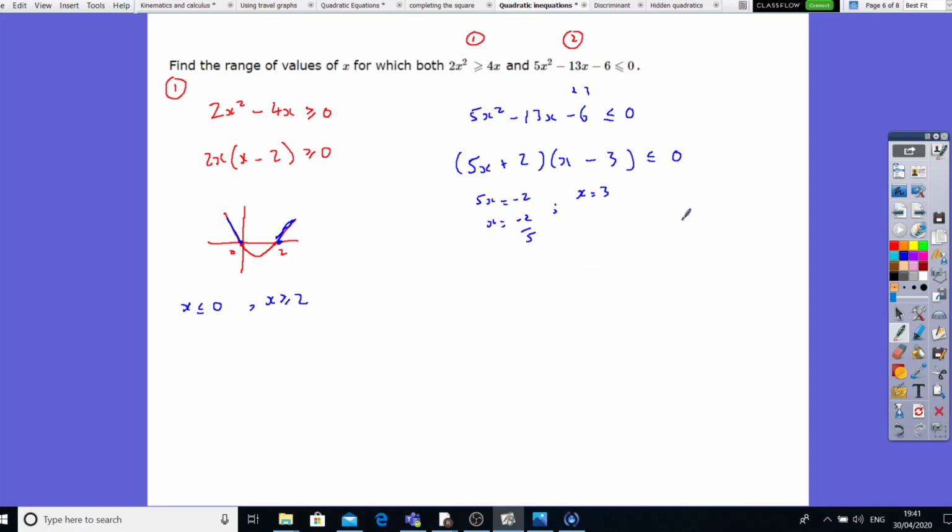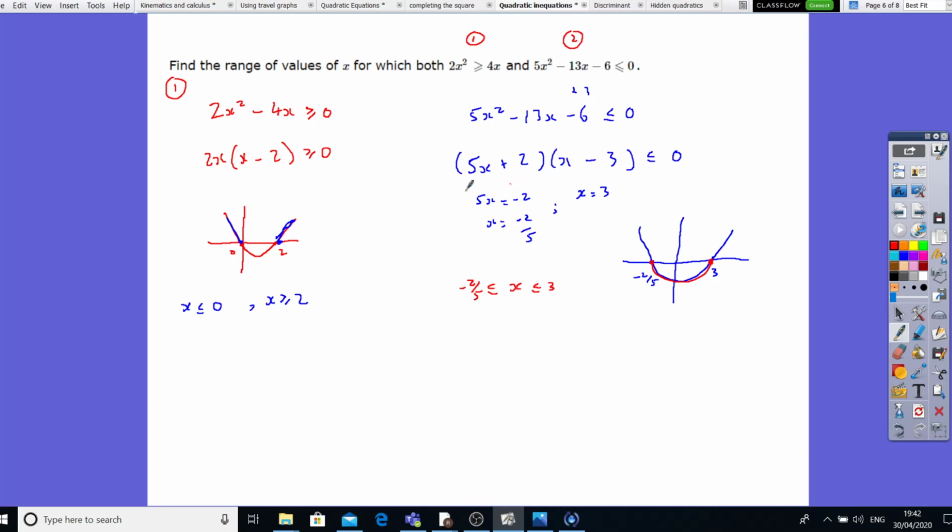Okay, and if I quickly just sketch the graph along here, I've got the roots 3, and I've got this root here, minus 2/5. Again, it's a positive graph, so smiley face goes up and down. And this time I want all the inequalities which are below this line and satisfying the points, so all this to be satisfied. So in this case, x has to be less than or equal to 3, greater than or equal to minus 2/5.